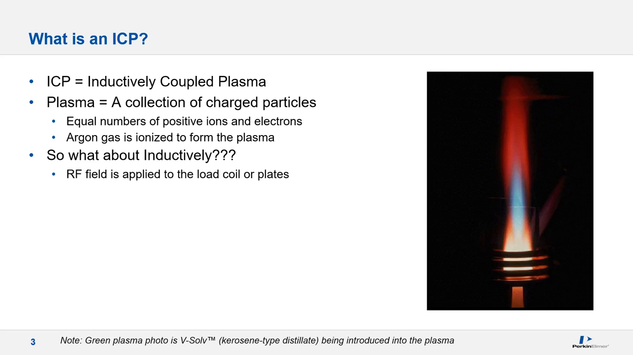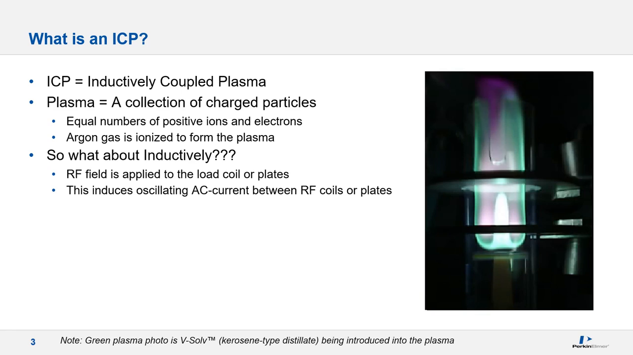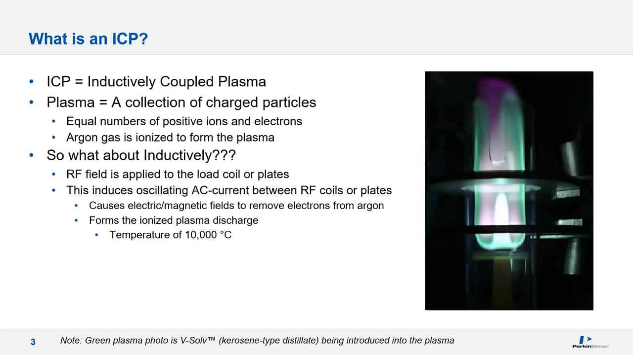What about the inductively part? In order to form and sustain the plasma, an RF field is inductively applied to the load coil or plates, which causes an oscillating AC current. This in turn causes electric and magnetic fields at the top of the ICP torch to remove electrons from the argon gas and ionize it. The argon ICP has a temperature of about 10,000 degrees centigrade and can ionize most elements in the periodic table.